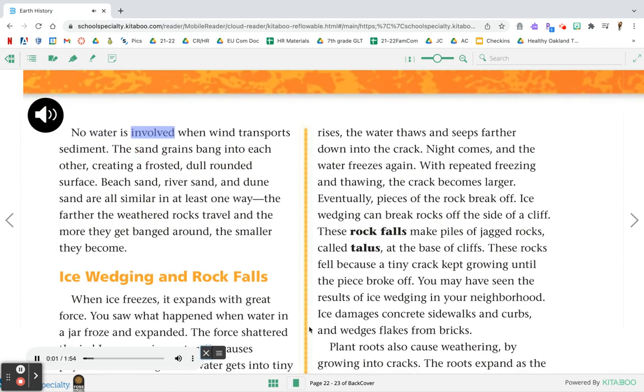No water is involved when wind transports sediment. The sand grains bang into each other, creating a frosted, dull, rounded surface. Beach sand, river sand, and dune sand are all similar in at least one way. The farther the weathered rocks travel and the more they get banged around, the smaller they become.